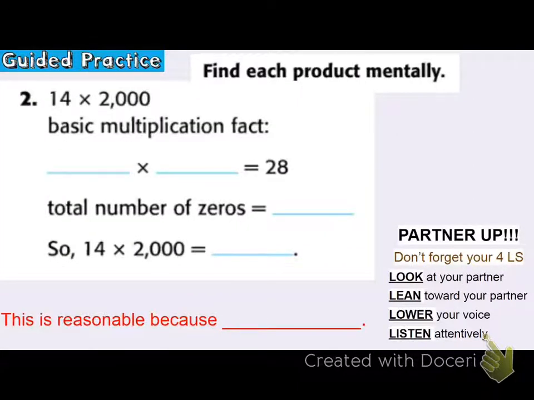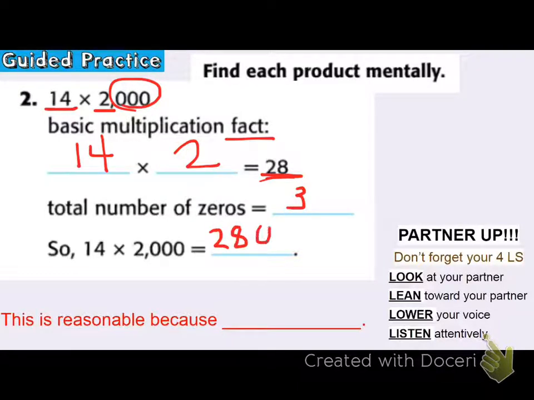Okay, guided practice number 2, find each product mentally. Again, I'm trying to do this in my mind. That's our goal today. So 14 times 2, those are the facts. That's step 1. If I multiply 14 times 2, I get 28. The total number of zeros is step 2. Well, I can see there's 3 zeros. So 14 times 2, 28, and my 3 zeros is 28,000. Or 14 times 2,000 is 28,000.